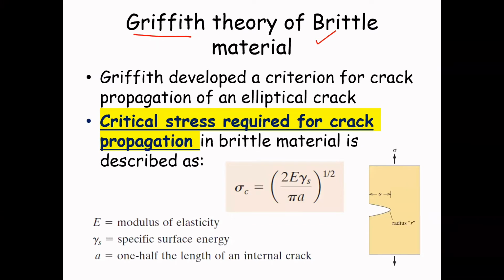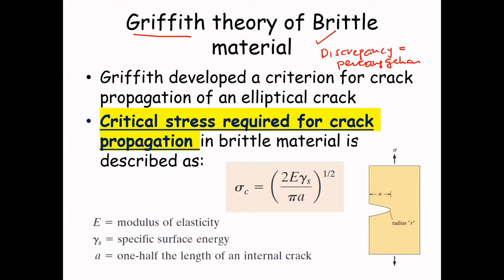And Griffith attributed the discrepancy, or contradiction. So Griffith attributed the discrepancy between the observed fracture strength of a crystal and the theoretical cohesive strength to the presence of flaws in a brittle material. And this theory is applicable only to a perfectly brittle material such as glass and cannot be used directly for metals.